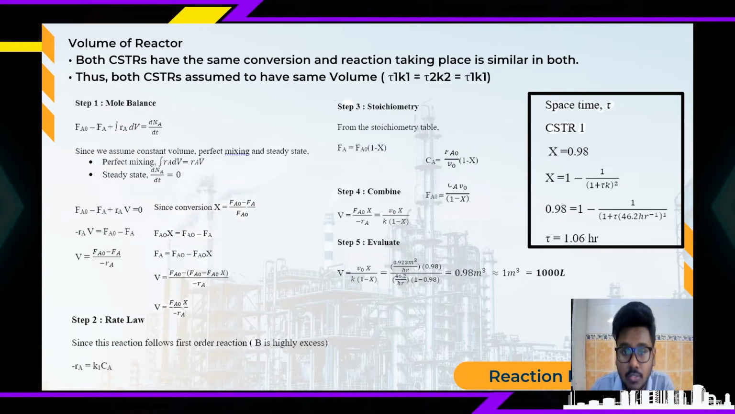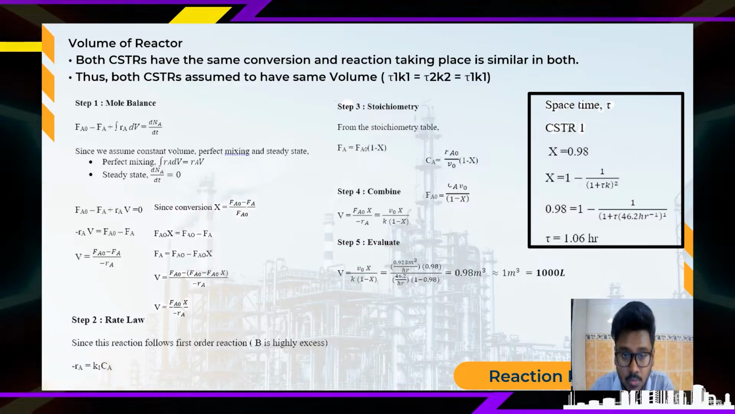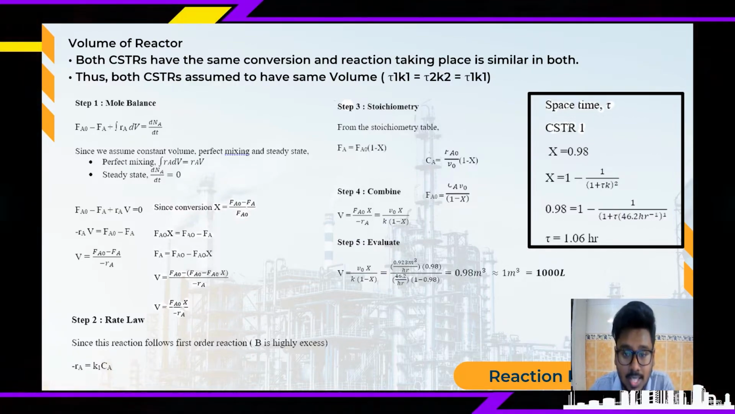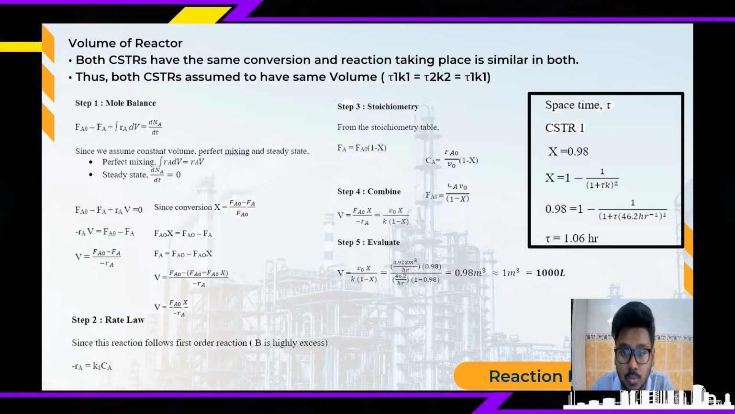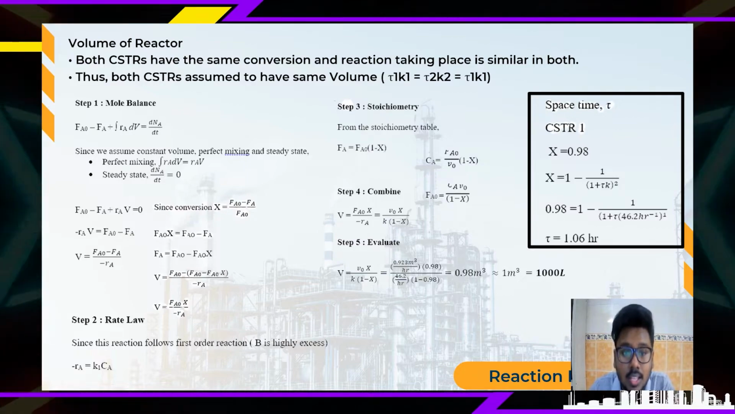Lastly, using the 5 steps of isothermal reactor volume evaluation, the volume of both CSTRs is found to be 1000 liters and the space time is 1.06 hours. That is all from me.